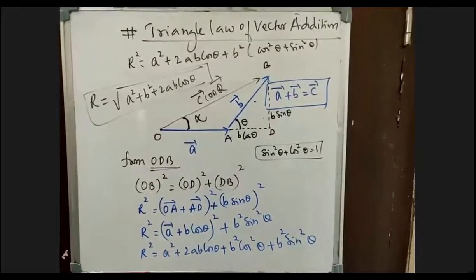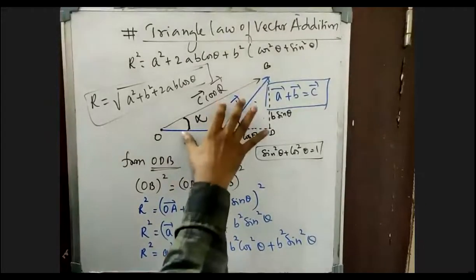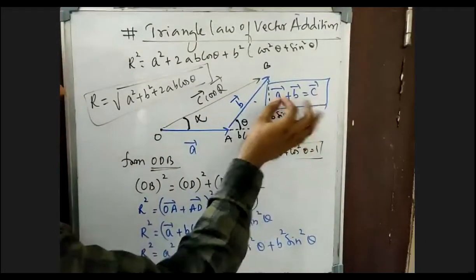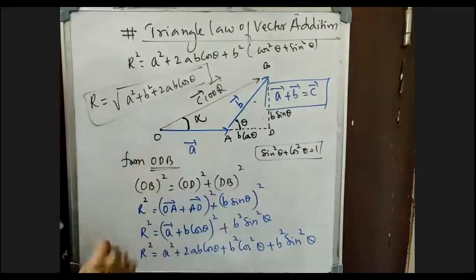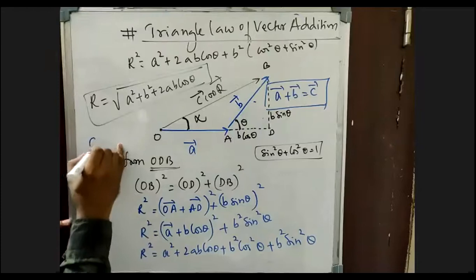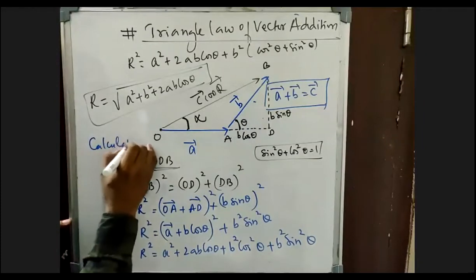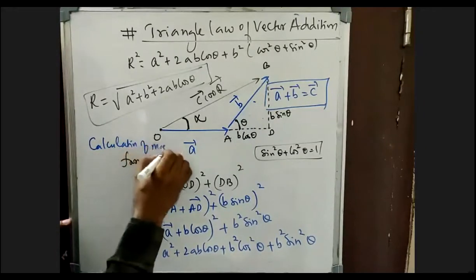Okay, chalo. The triangle law is clear. Then from this triangle law, in the vectorial part, I am writing A bar plus B bar will give me the C bar. Now, how do you calculate the magnitude? Here, the calculation of magnitude.